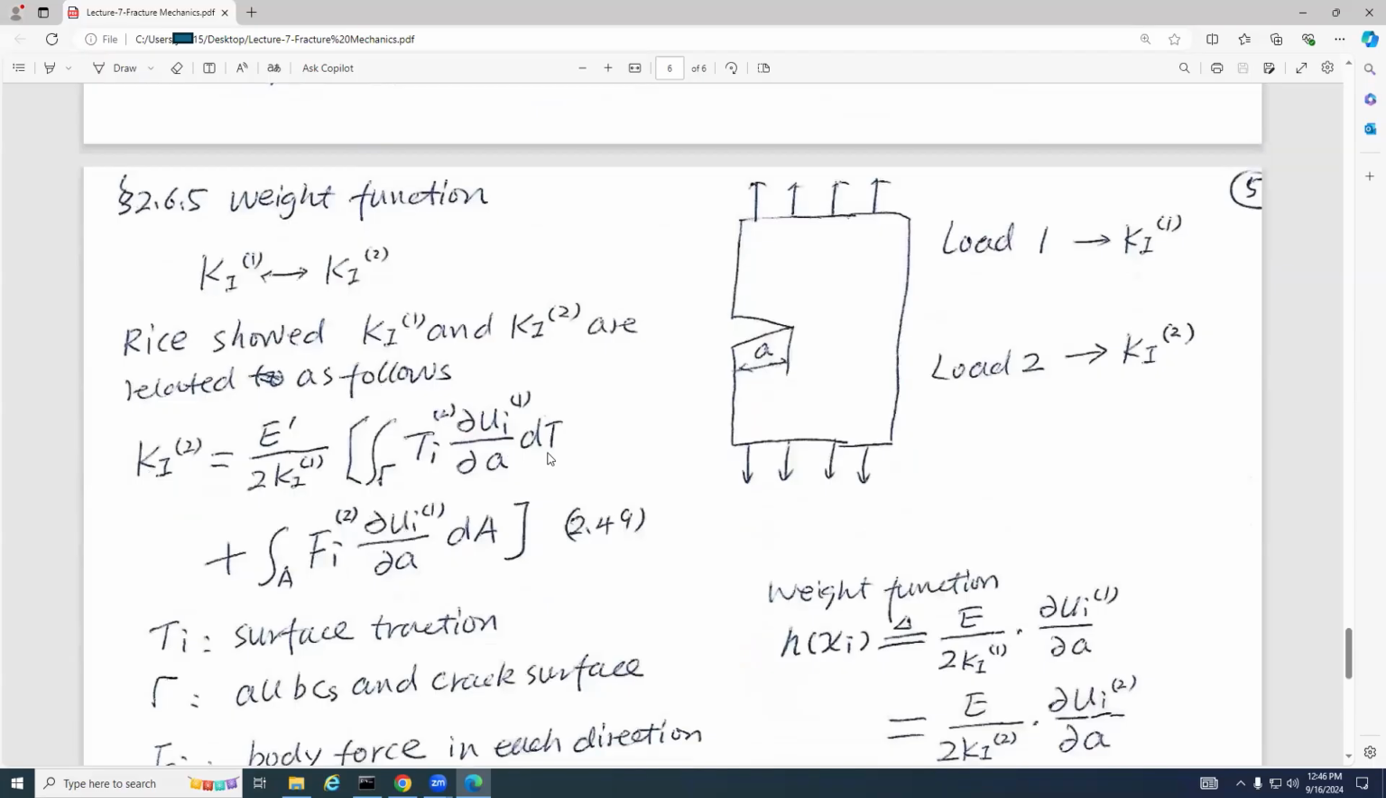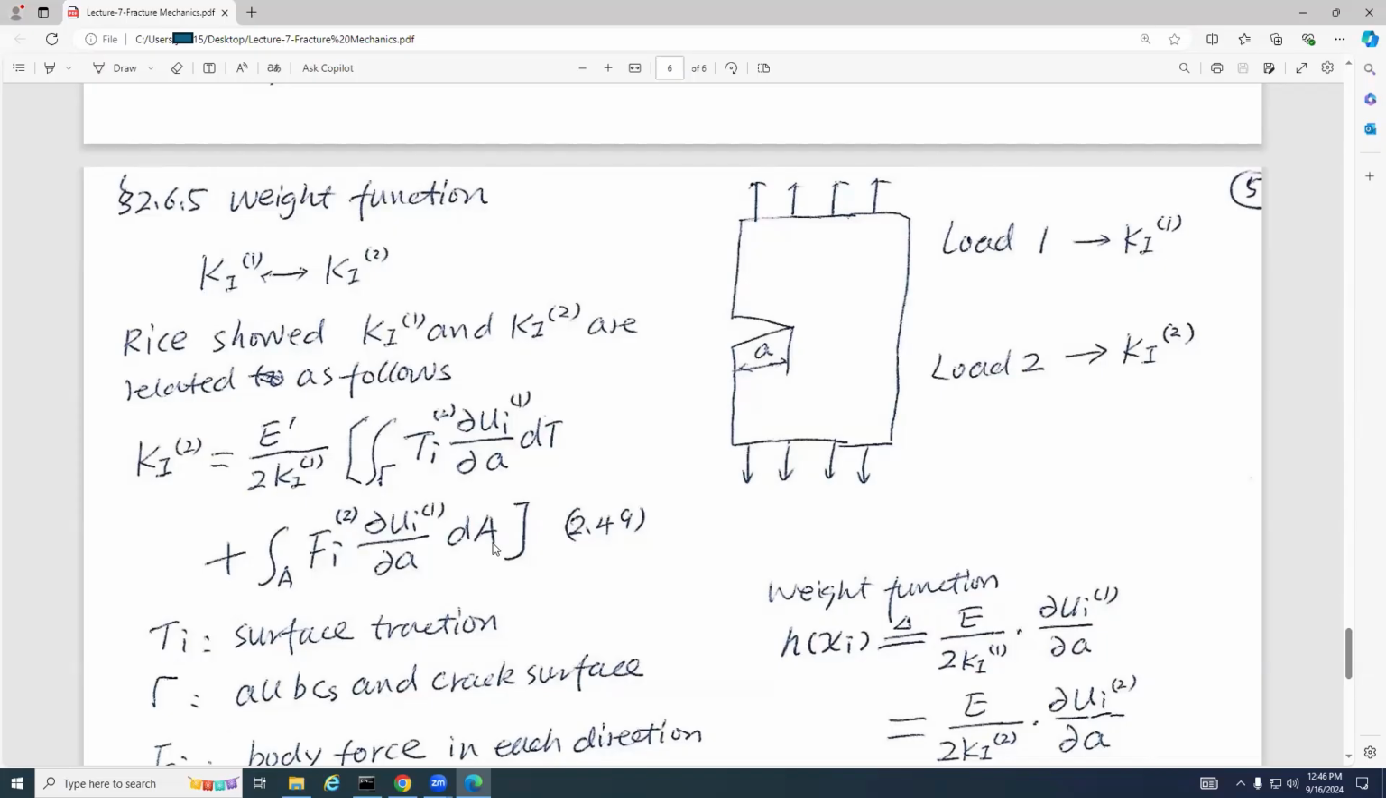Then we talk about the weight function. The weight function can be said this way, okay? This is the weight function. For this load 1, we have Ki1. And for load 2, we want to calculate the Ki2. How can we calculate the Ki2 based on the Ki1? So Professor Rice showed that Ki1 and Ki2 are related using this equation.